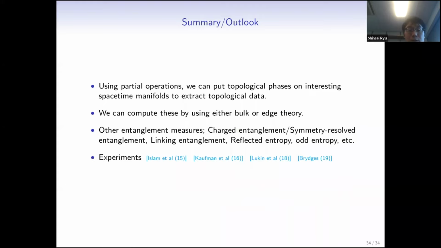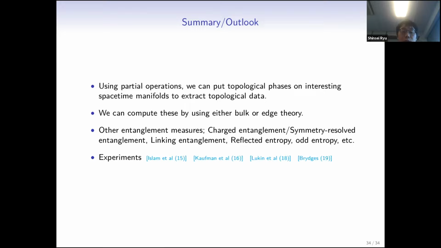If there's no question, this is a very short summary and outlook slide. So we have seen at least three kinds of partial operations. And these operations are useful as a way to put topological phases on interesting space-time manifolds just by using the ground state. This allows us to detect or extract a part of the topological data, maybe not all of it, but we can still learn something. So it's a kind of microscopic way of doing surgery, which is possible for gapped topologically ordered phases.